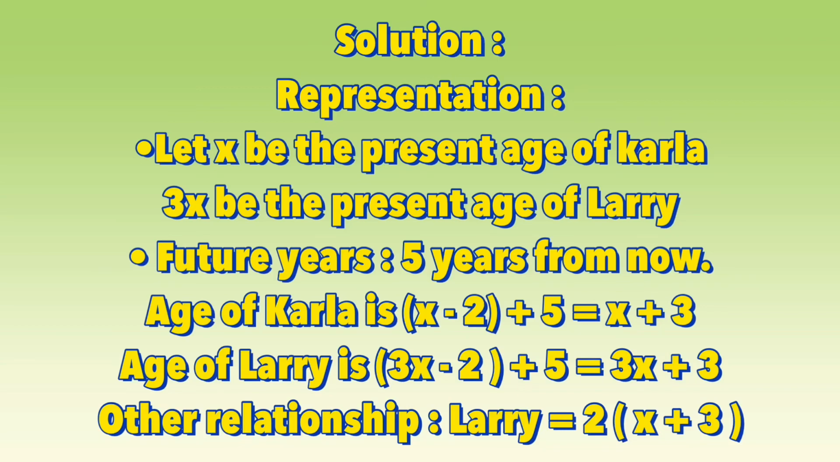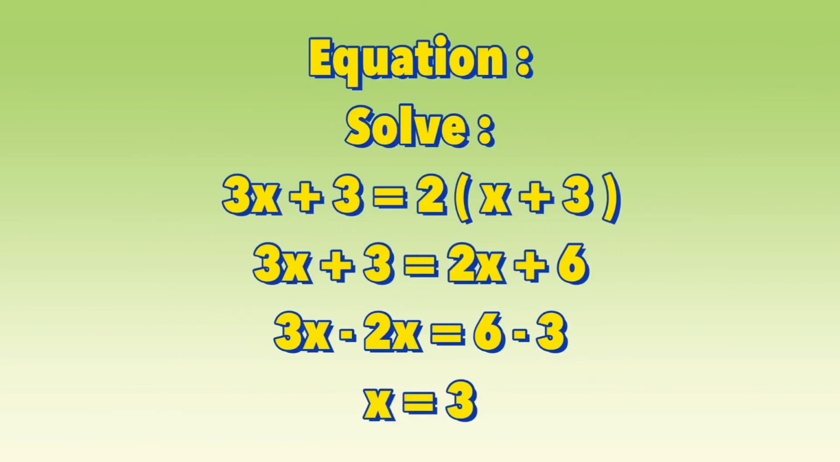Okay, another relationship we have to consider from the problem is that Larry is double the age of Carla. So in our equation, Larry equals 2 times the sum of x plus 3, which is the age of Carla. Our real equation now is 3x plus 3 equals 2 times the sum of x plus 3.